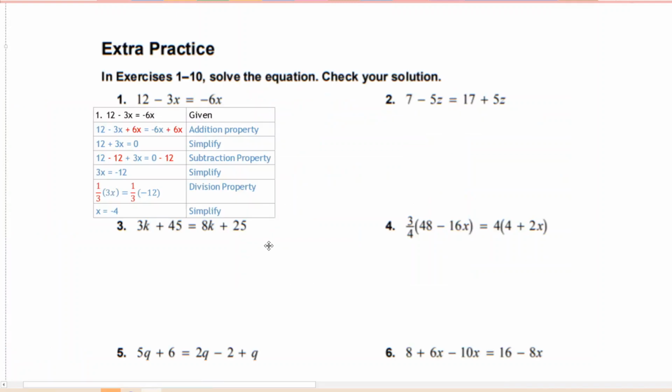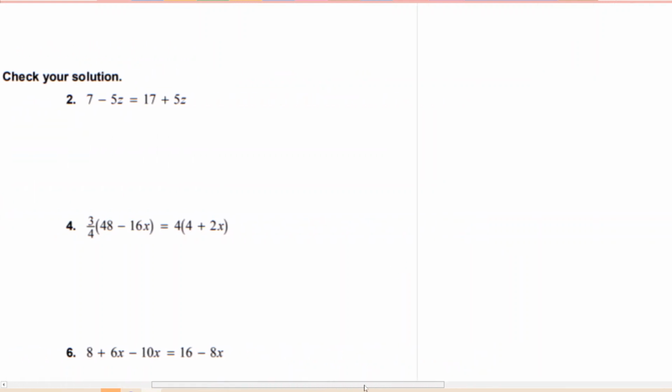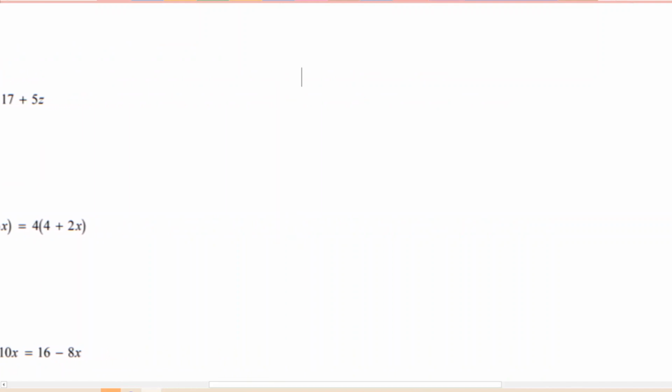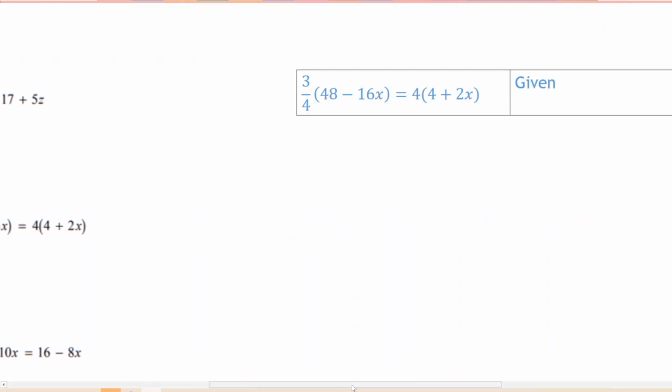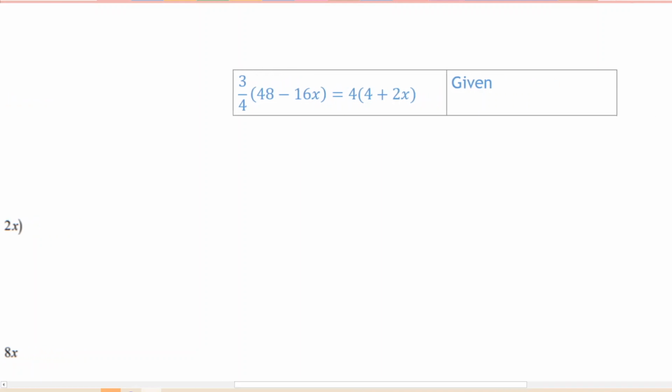Okay, now I said I was going to do every third problem, so let's take a look at question 4. So let's take a look over on the side here, and let's remember that the first thing we need to do is simplify the left side and the right side. Now, if I look at the left side here, this definitely is not simplified, so I'm going to have to distribute the 3/4. Now, I know what you're saying. Man, I don't want to deal with a fraction. How am I going to multiply 3/4? Because I got to do 3/4 multiplied by 48.